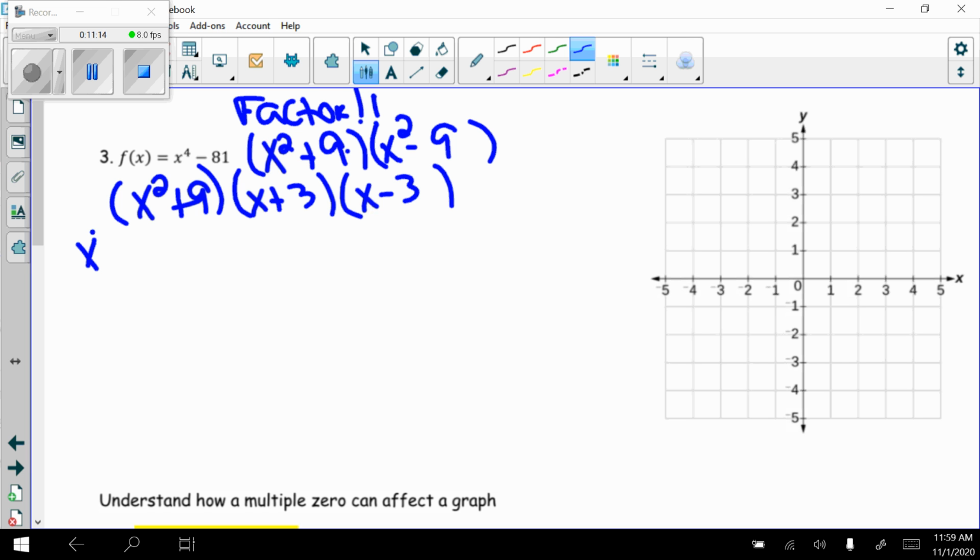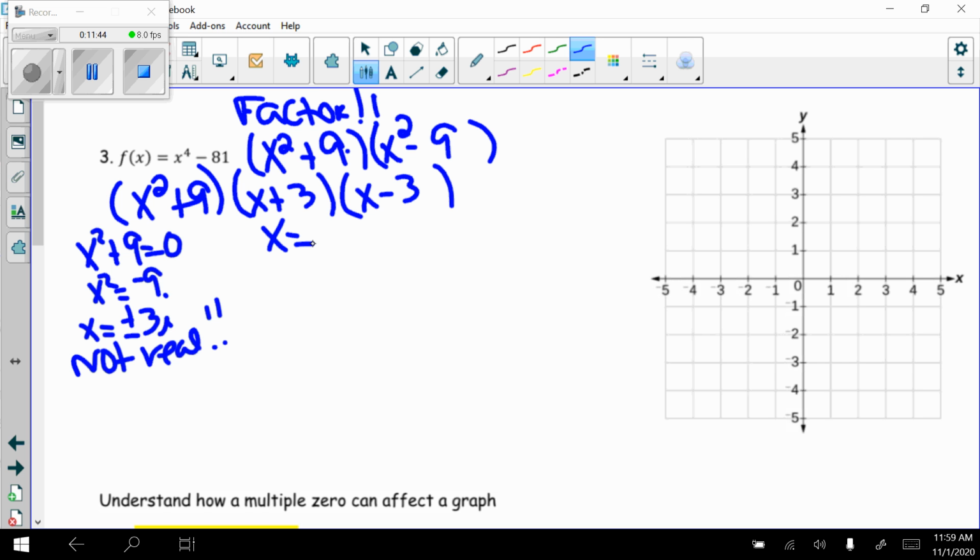If I solved this, x squared plus 9 equals 0, I would get x squared equals negative 9. X would equal positive or negative the square root of negative 9. The square root of 9 gets me 3, but the square root of that negative is 3i. These are not real, right? So this function has two imaginary solutions. It doesn't cross the x-axis at those. So my only zeros on my graph come from here, so negative 3 and positive 3.